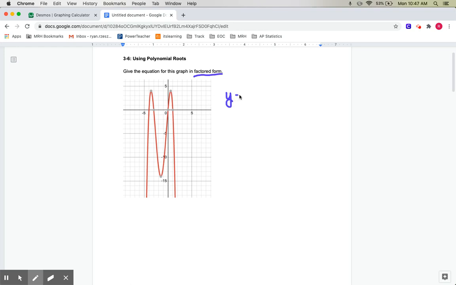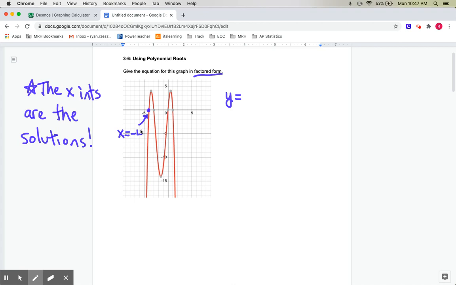And we learned a really important rule related to the graph of quadratics, and that rule still applies to general polynomials. Remember that we learned way back when that the x-intercepts of a graph are the solutions to the equation if it's equal to 0. So the x-intercepts are the solutions. What that tells me is that I can look at where this graph hits on the x-axis. For example, that first point right there is x equals -4.